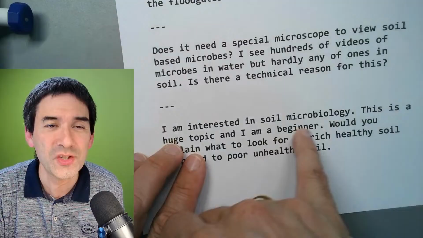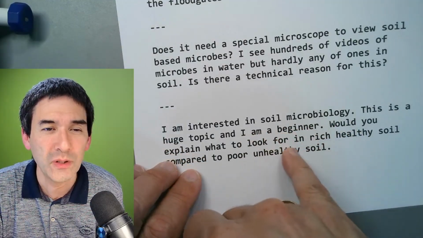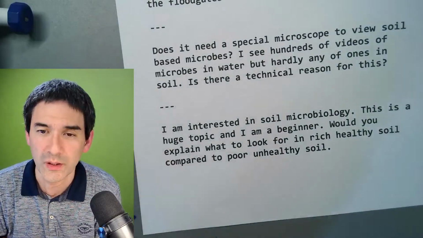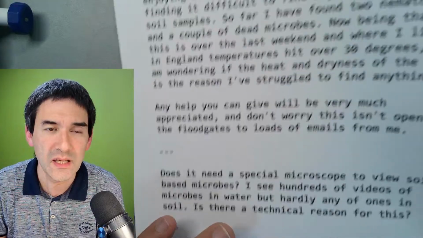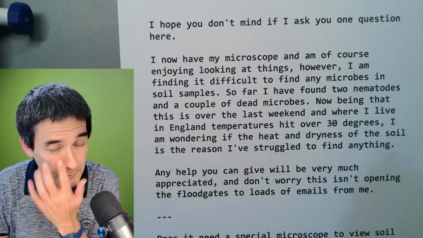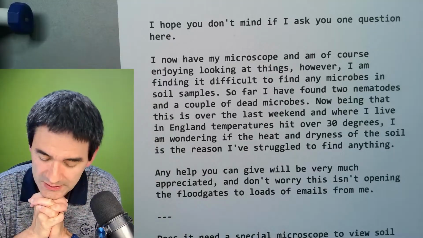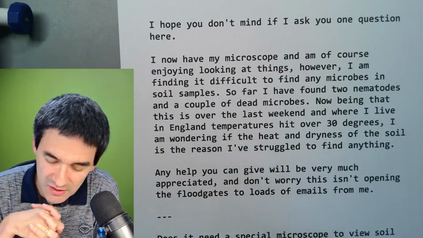And I'm interested in soil microbiology. This is a huge topic and I'm a beginner. Would you explain what to look for in a rich, healthy soil compared to poor, unhealthy soil? So this is, I would say, an interesting topic here. And what I wanted to do is the following. Why not simply have first a look at a soil sample?